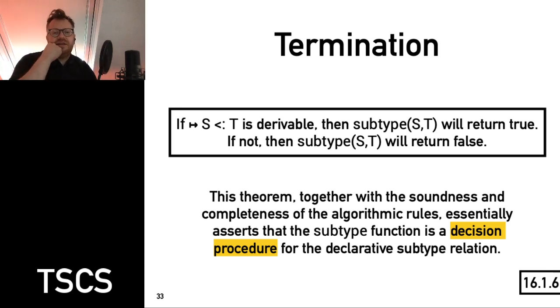So this now shows the equality of the algorithmic subtyping rules and the algorithm. This shows, okay, if S is algorithmically a subtype of T, then the function subtype S T will return true. If not, subtype will return false. And now this theorem, the termination theorem, together with soundness and completeness of the algorithmic rules, asserts that subtype is a decision procedure for the declarative subtype relationship. And this also shows that they terminate.